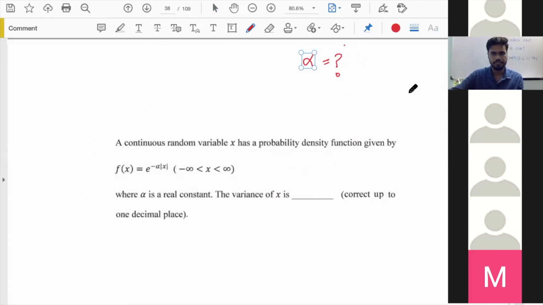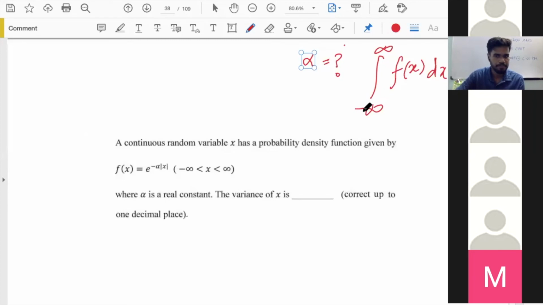Uniform distribution, total probability is 1. So for any probability distribution, the total is 1. Right? So given any PDF, any f of x, thanks for the answer, with x varying from minus infinity to infinity, you integrate. For it to be a probability distribution, this integral needs to be 1. Okay, so there is one condition and one unknown, alpha. We can go ahead and find it.